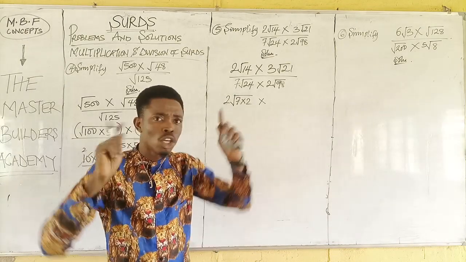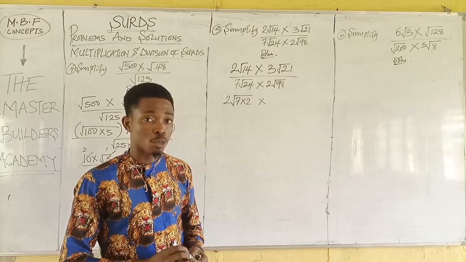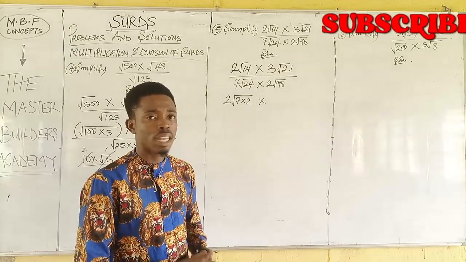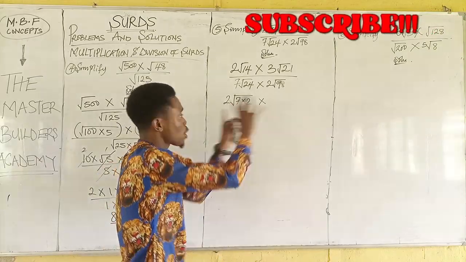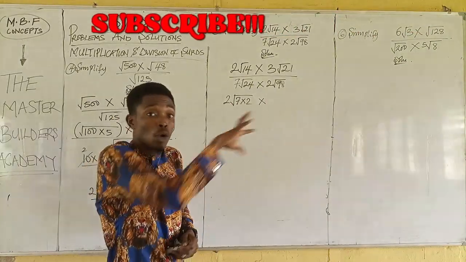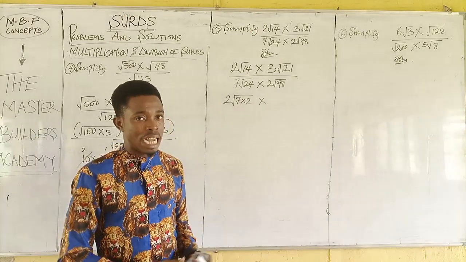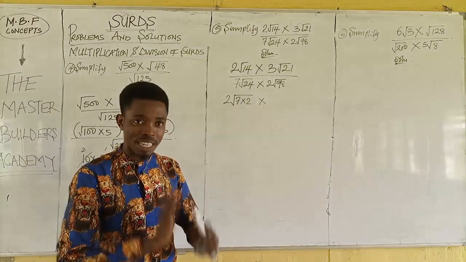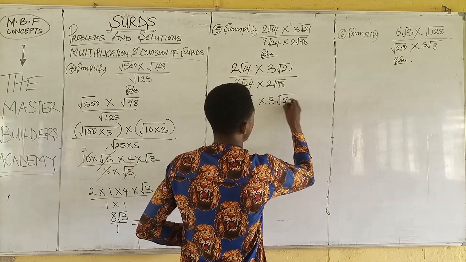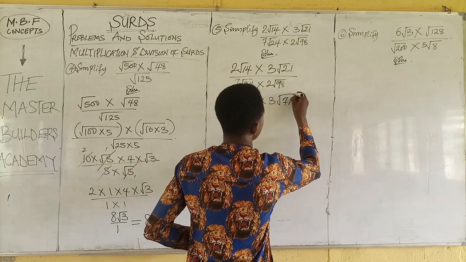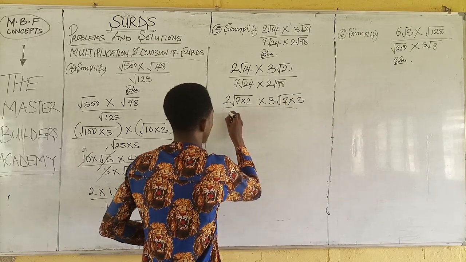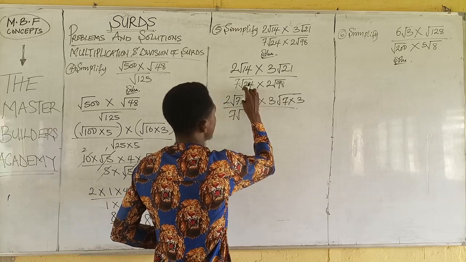Yes, you heard me right. You must not manipulate values, but once you know you are applying mathematical rules, don't hesitate. Go ahead. I am confident in using this method. I'm sure I'm going to have the answer because the rule I'm using will give me the answer. Now this will give us 3 times root of 7 times 3, all over 7 root.